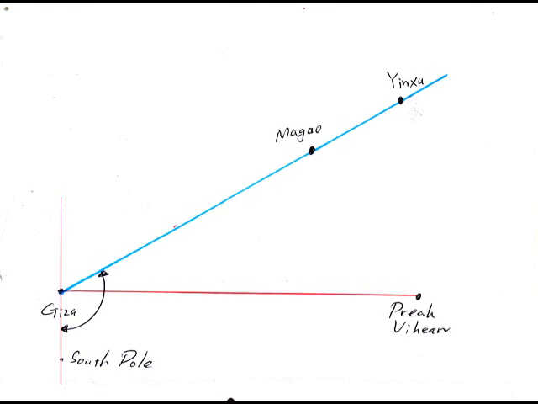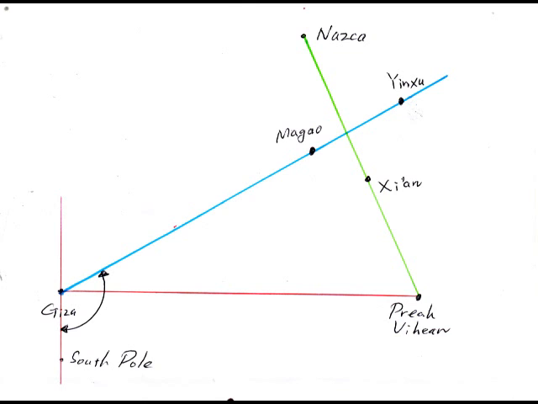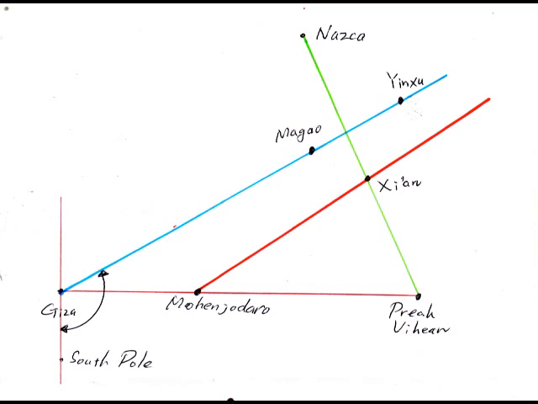And from Giza at the angle of 120, the line will take you to Macau, and the green one shows a line from Playa to Nazca, and at the cross point you see our cross point China.